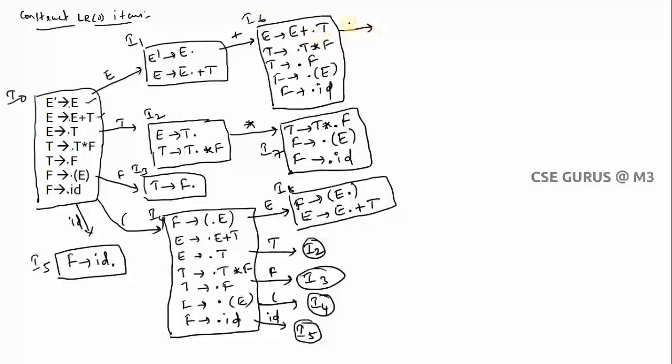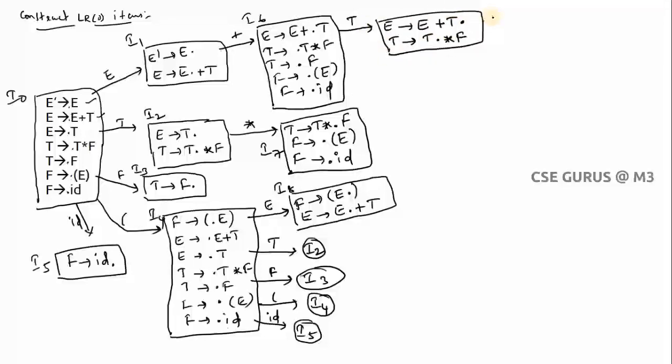What should be scanned in I6? T should be scanned. It will become E tends to E plus T dot. And is there any other? One more is there. Dot T. T tends to T dot star F. Is that right? So these two you scan anyway. After dot there is no symbol, here dot terminal, no need to further derive.